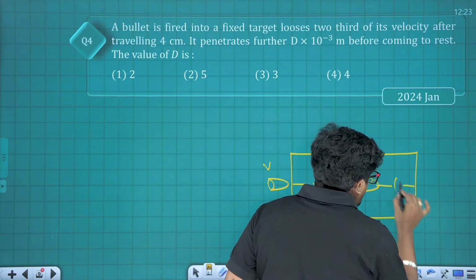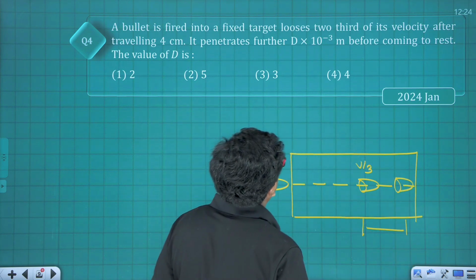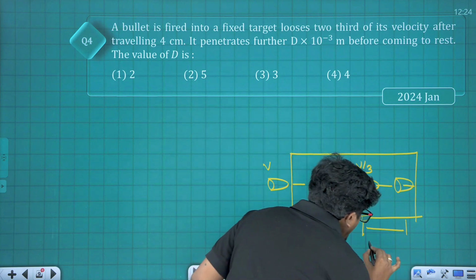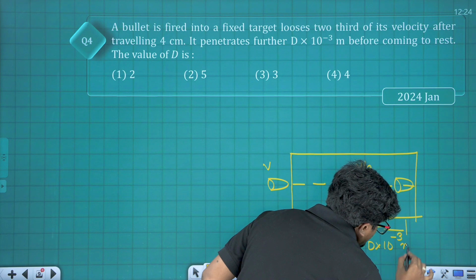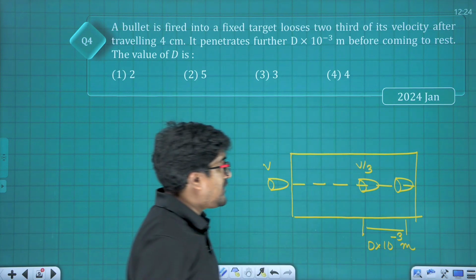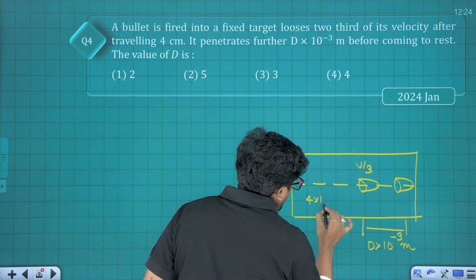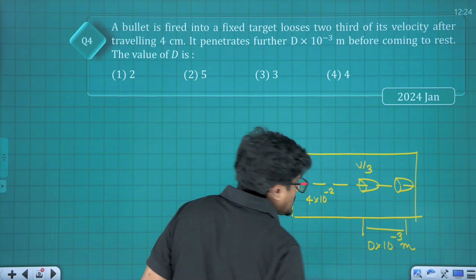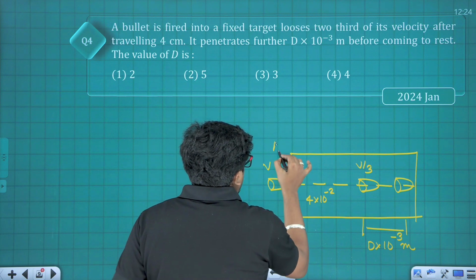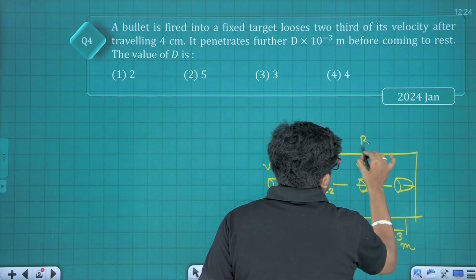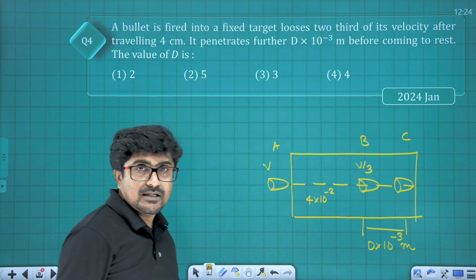Now after traveling through some more distance, it is coming to a state of rest, and that distance is marked as capital D into 10 to the power minus 3 meters. So we need the value of capital D, and this value is 4 into 10 to the power minus 2, 4 centimeter. Okay. So let me take this point as A, this as B, and the point where it comes to a state of rest as C.